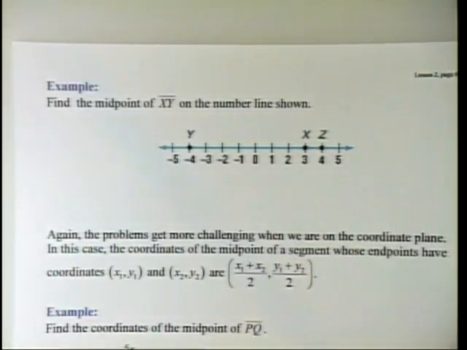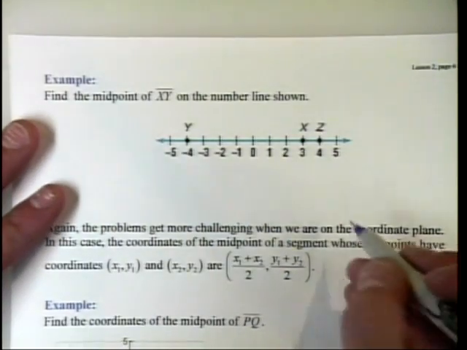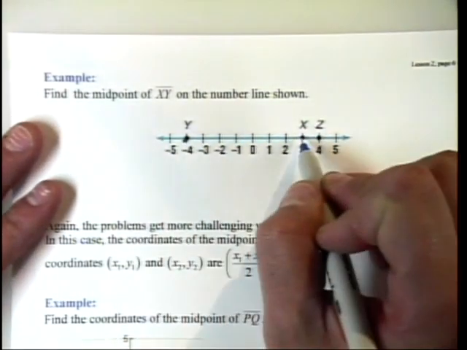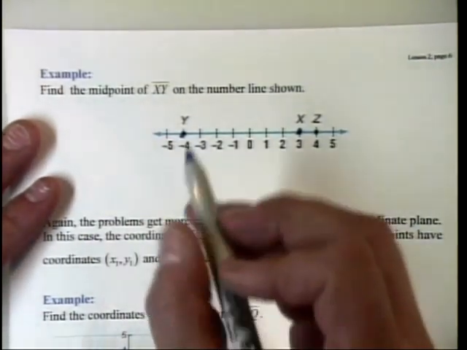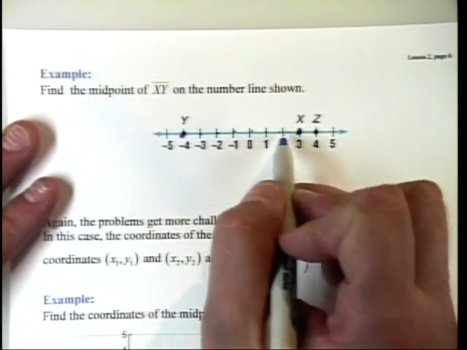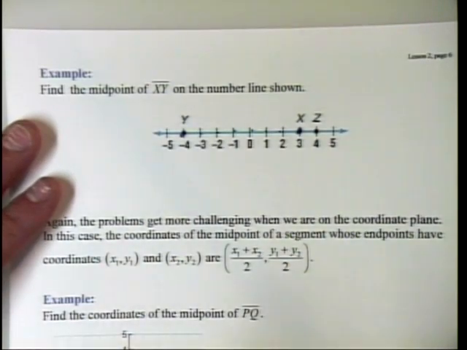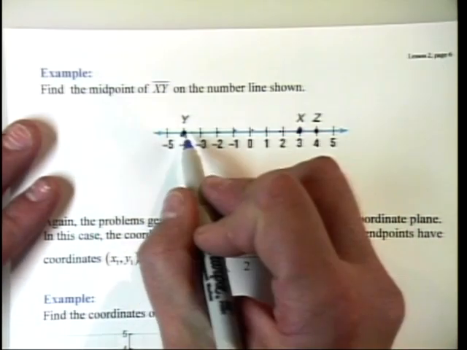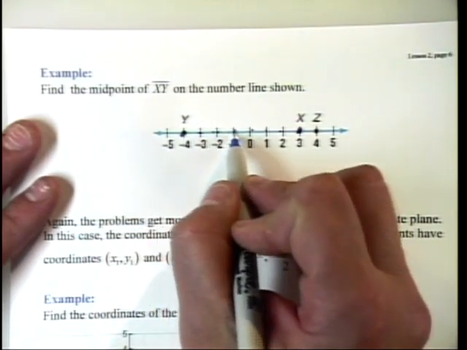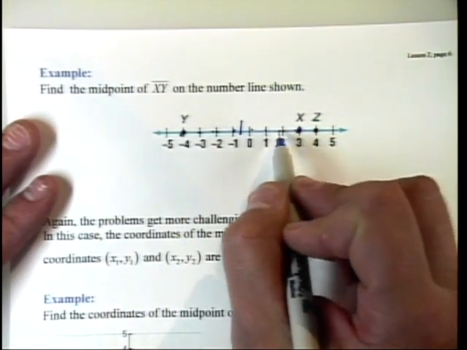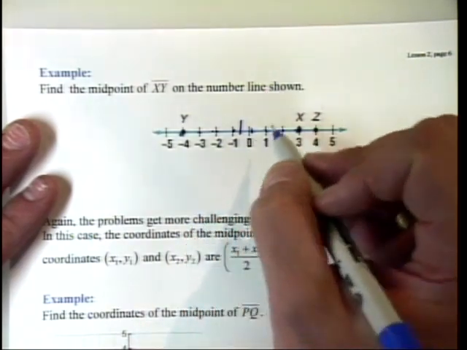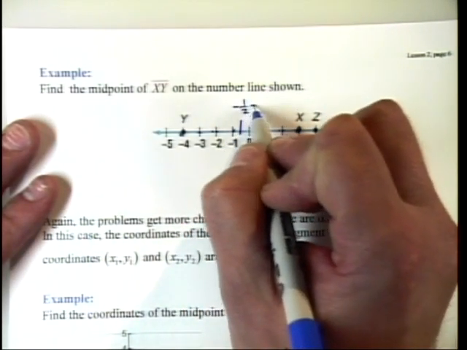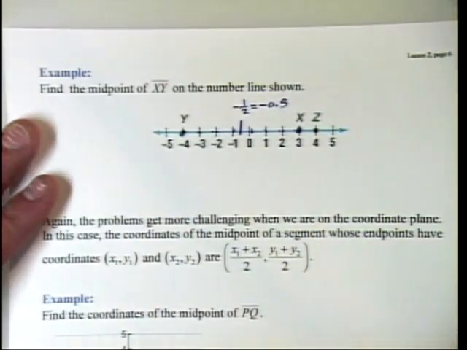Let's find the midpoint of segment XY on the number line shown below. Well, let's first identify segment XY. It goes from here to here. Now, some of you might be tempted, because it's a short distance, to find the midpoint by counting 1, 2, 3, 4, 5, 6, 7 units in between them. Half of 7 is 3.5. So if we work our way 3.5 from the left and 3.5 from the right, we're at the same place. That's halfway between 0 and -1, which is -1/2 or -0.5. Okay?